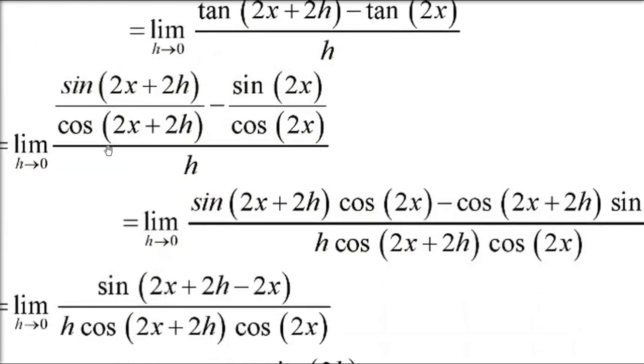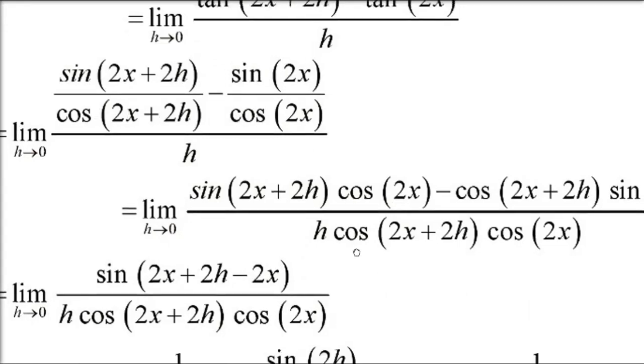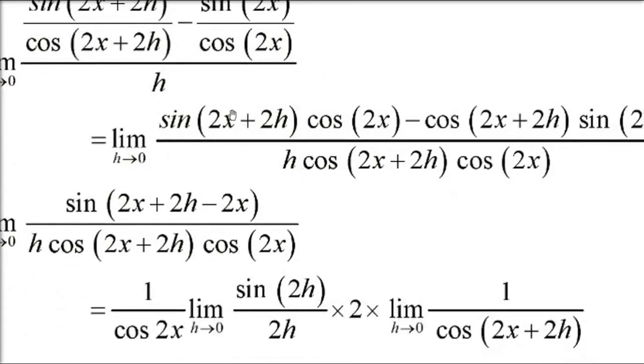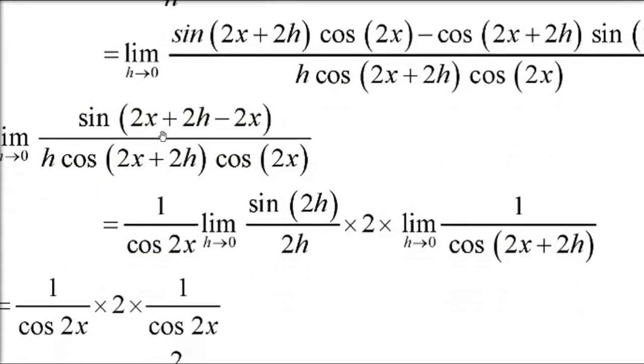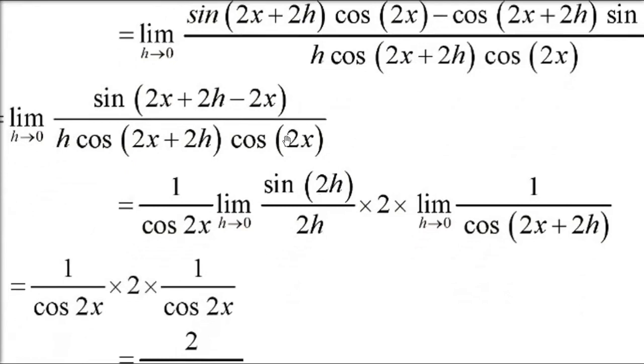So you can write it as sin by cos. Again, it will be sin a cos b minus cos a sin b, and in the denominator you have cos and cos. So this will be sin(a - b): 2x plus 2h minus 2x gets cancelled, so sin 2h will remain in the numerator.